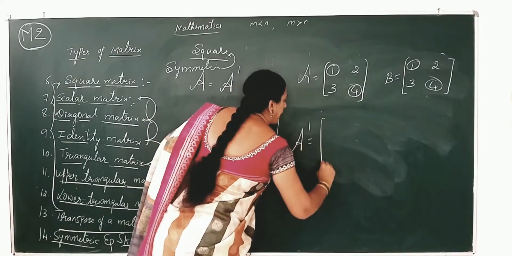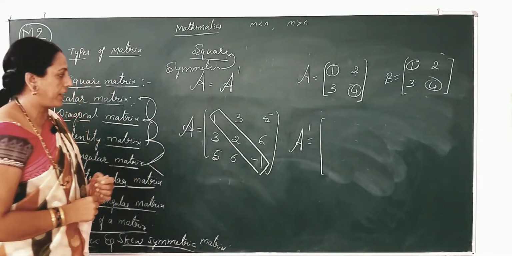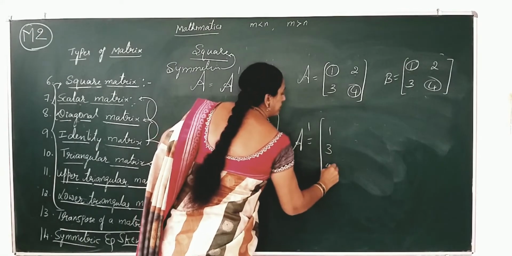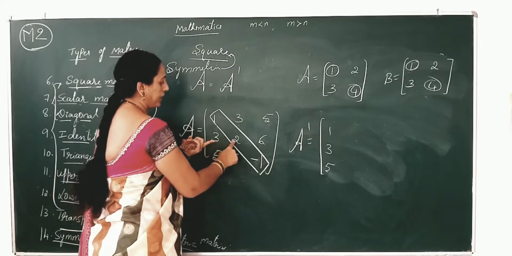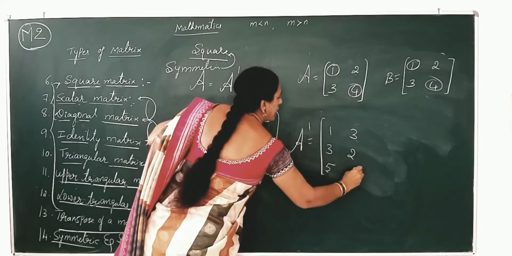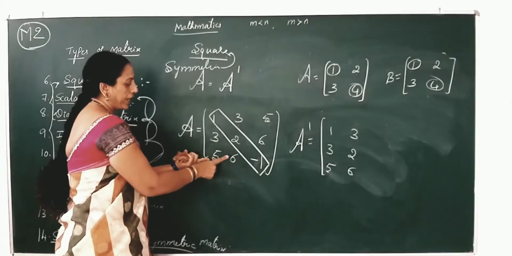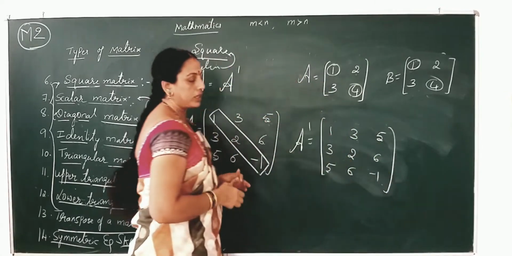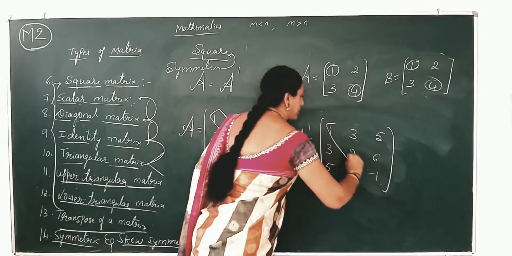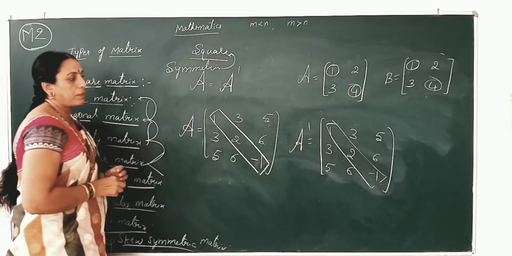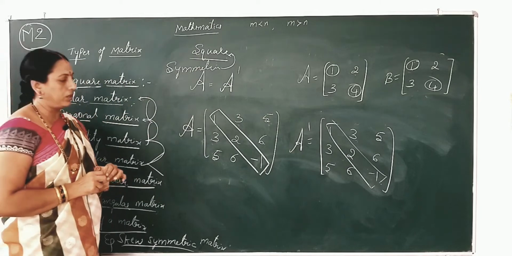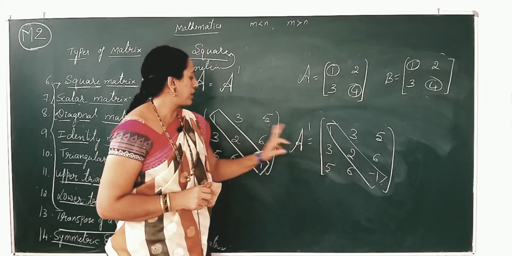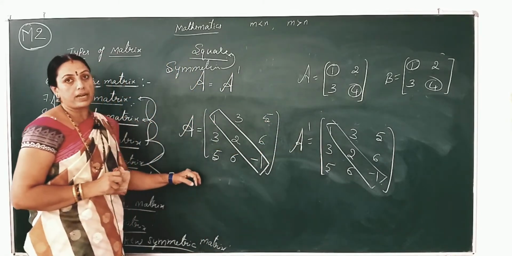Then it can be written as A dash. A dash means the transpose of the matrix. The elements of the first row, 1, 3, 5, can be written in the first column. Similarly, the second row, 3, 2, 6, are the elements of the second column. 5, 6, minus 1 are the elements of the third column. Now, comparing these two, the principal diagonal elements are also the same. Each element is compared with the other, and their corresponding elements are always equal to each other. Then such a matrix is called a symmetric matrix.